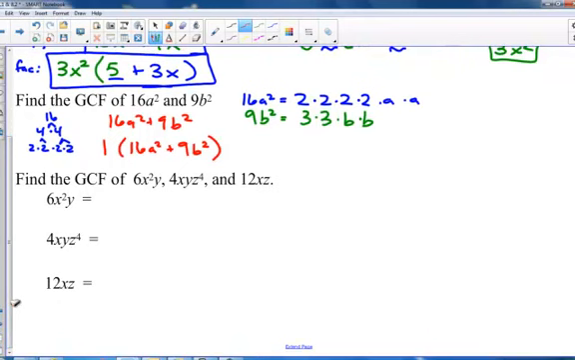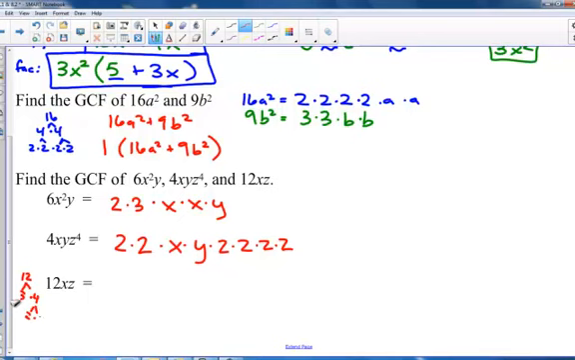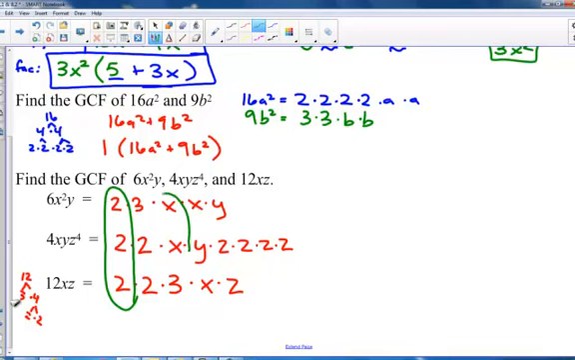Okay, now we've got 3 things. So we've got the 6, which is 2 times 3. We've got 4, which is 2 times 2. And we've got the 12, which is 3 times 4. 4 is 2 times 2. So 2 times 2 times 3, 1x, 1z. Okay, so we've got a 2 in common for everything. And we've got an x in common for everything. And that's it.